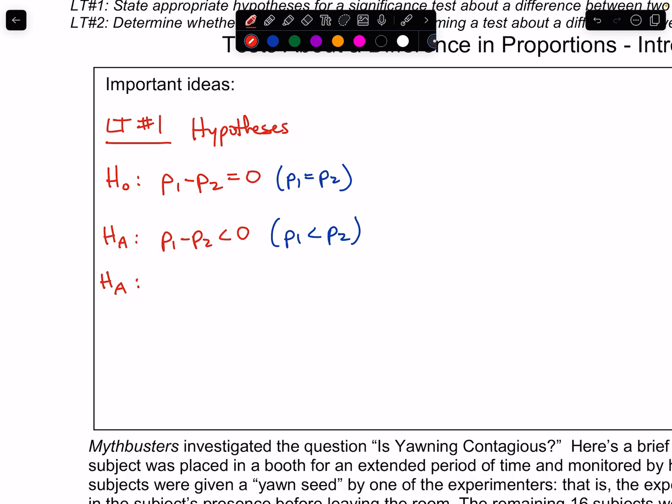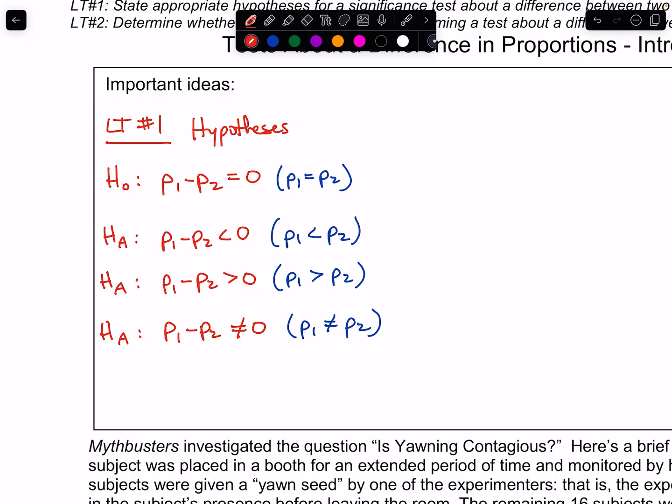We could alternatively say that P1 minus P2 is greater than 0, meaning that the first proportion is bigger than the second one. Or we could say that simply P1 minus P2 is not equal to 0, right? I don't necessarily know that one is more than the other. All I really care about is, can we prove that they are not the same?